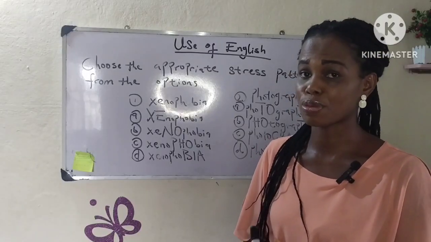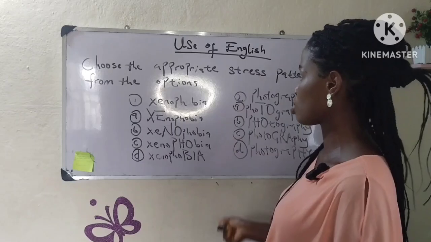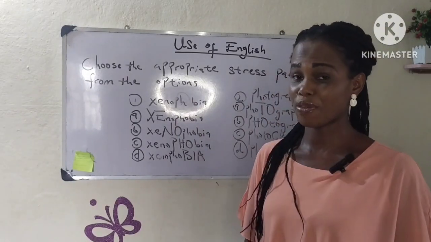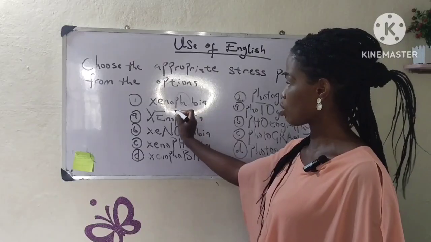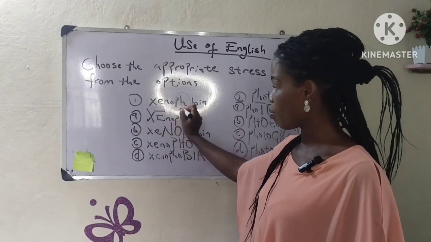A noun that has two syllables, most times the stress is on the first syllable. So phobia has its stress on PHO, which is the first syllable of the word phobia. So xenophobia has its stress on PHO.